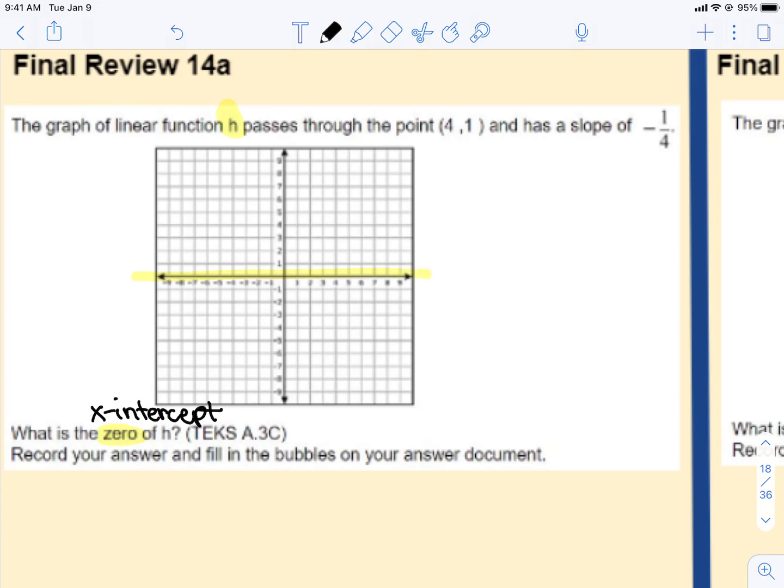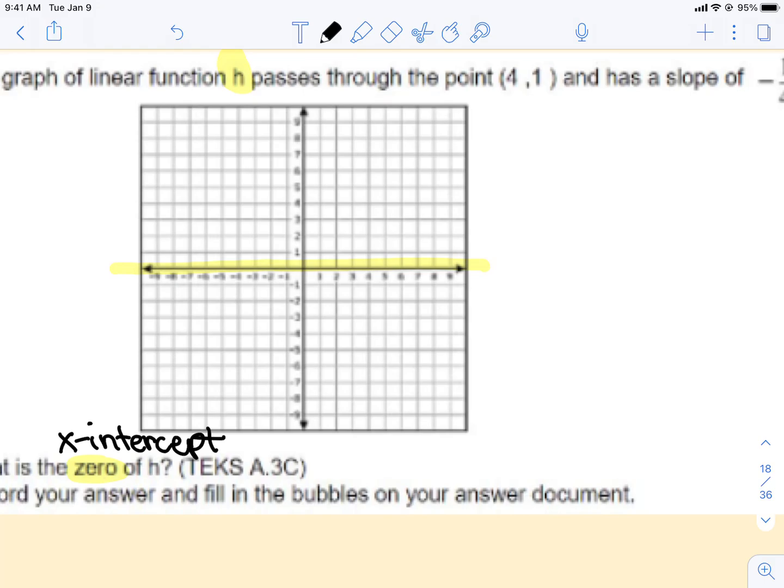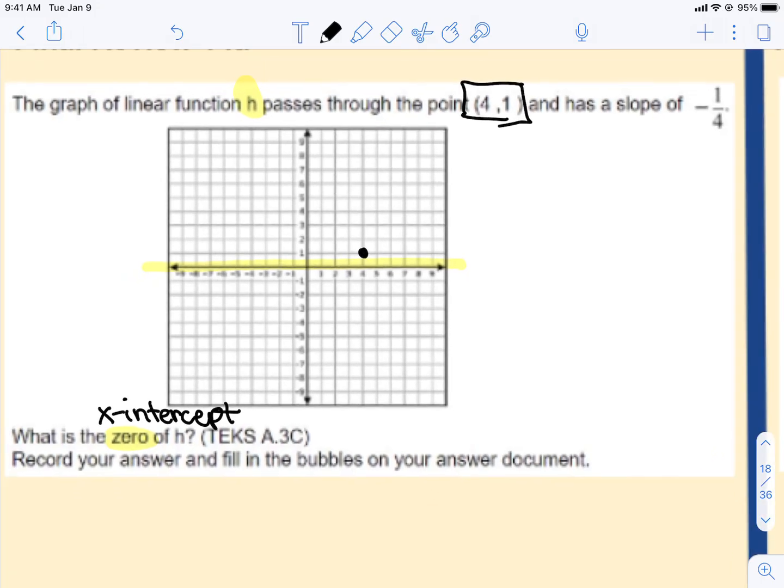So what we're going to do is start by plotting the point (4, 1), which is right here. Then we want to use our slope to try to cross the x-axis. So we have a negative 1/4. That leaves us with 2 options. We can either have a negative 1 over 4, or we can have 1 over negative 4. They're all equivalent. So if I do negative 1 over positive 4, that means I go down 1 and to the right 4. If I had positive 1 over negative 4, I would go up 1 and left 4.